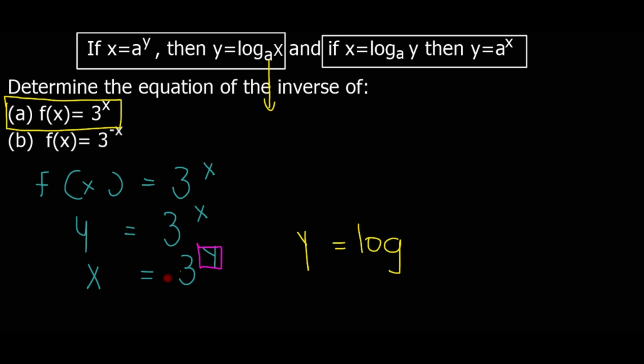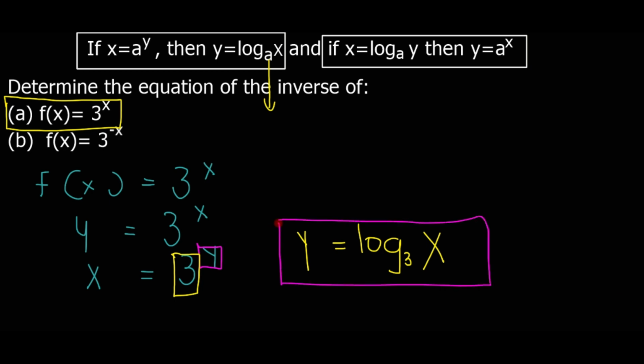And then this a is this 3. Remember, when we write it, we write it below as a subscript, so this is 3, and then we write x, and now this is our equation in the form of y. So always when you want to write an exponential with y as the subject, you must apply the logarithms. So this is our answer for part A.